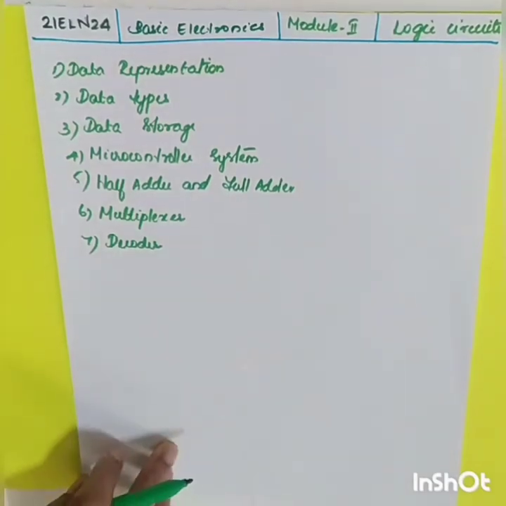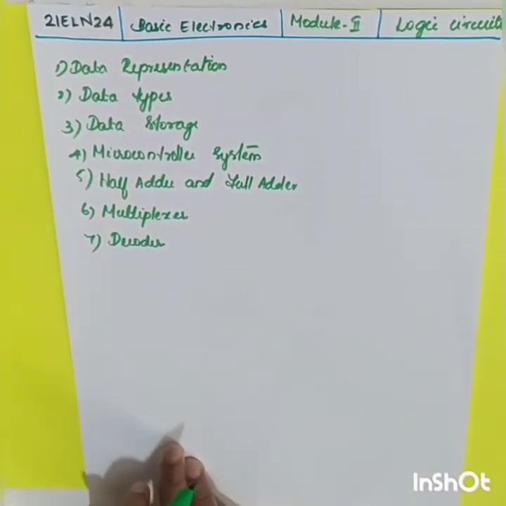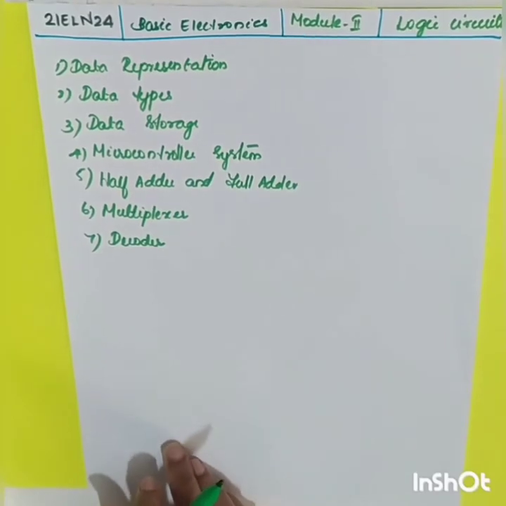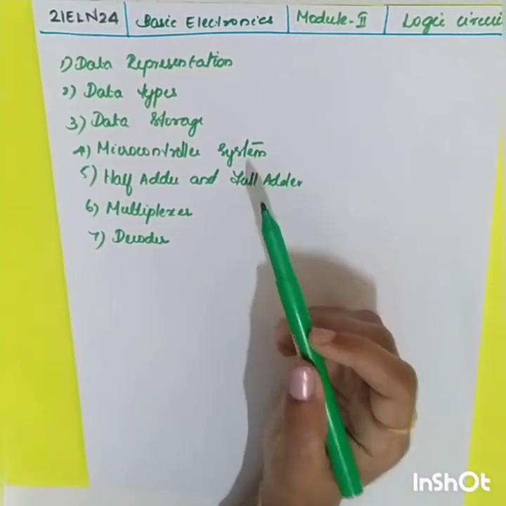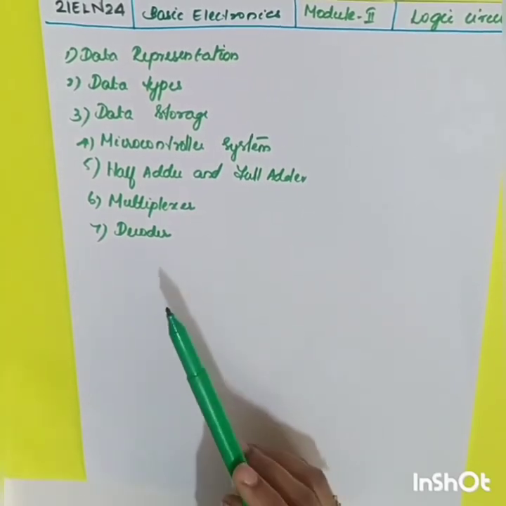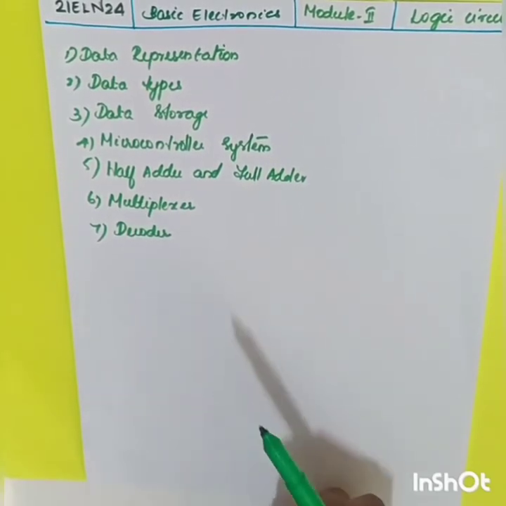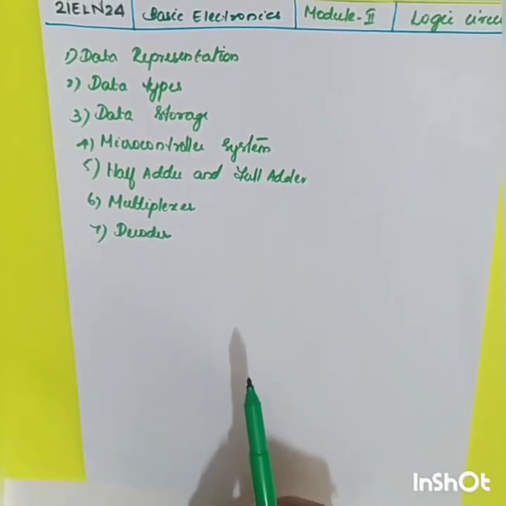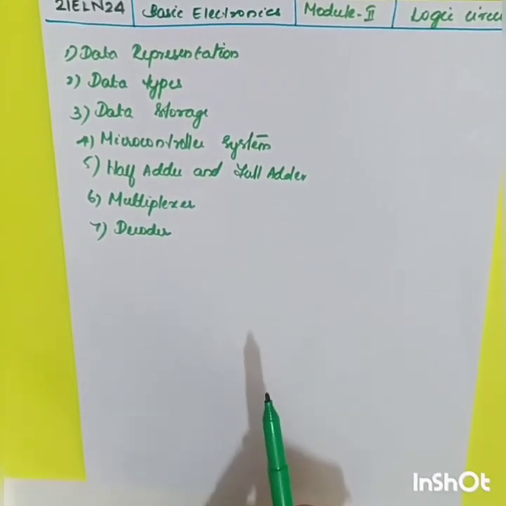So the next topic is section 2 of module 2 of basic electronics, which deals with data representation, data types, data storage, and microcontroller system. Section 3 deals with half adder and full adder, multiplexer and decoder. Okay, so to begin with, what is meant by data representation?